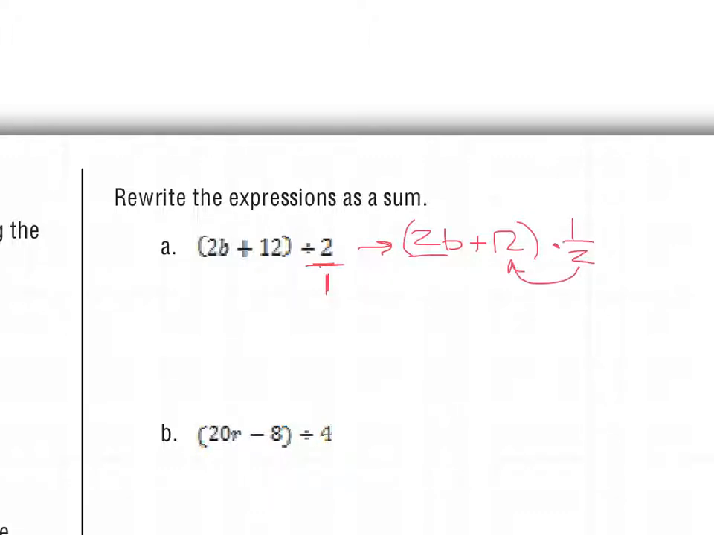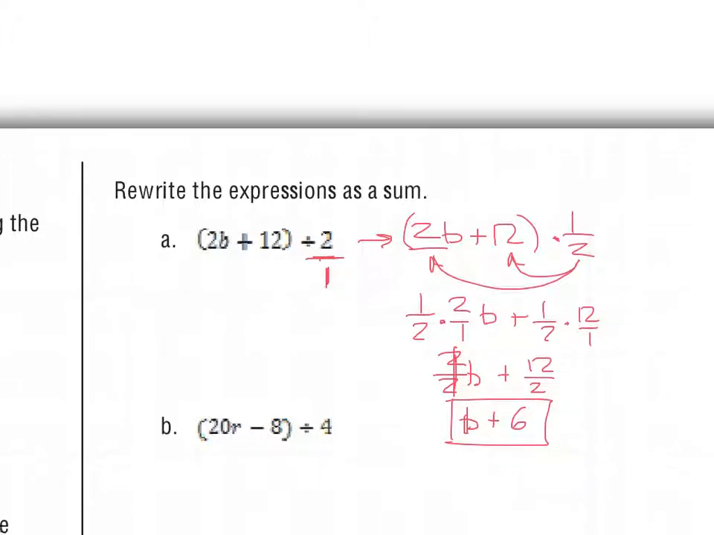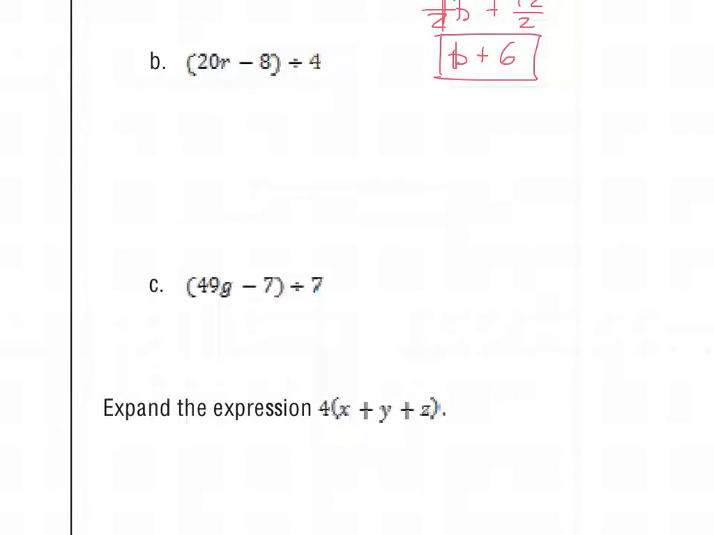So I'm distributing in this multiplication of 1/2. So I have 1/2 times 2 over 1 times b plus 1/2 times 12 over 1. That's 2 over 2b plus 12 over 2. Well, that's really just 1b, which is just b, plus 12 over 2, which is 6. Alright, go ahead and do the next two on your own, and then pause the video and come back. Once you finish those two, we'll check over your solutions.